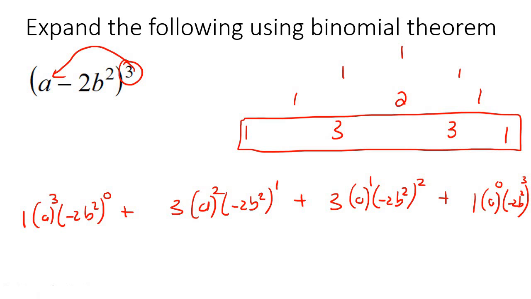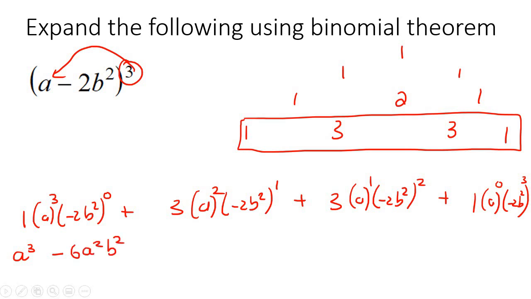Okay, let's go do our thing. So this falls away because anything to the power of 0 is just a 1. So we're just going to end up with a3. And then this part is going to be 3a squared. And this part is just going to be negative 2b2. So that's going to become negative 6a squared b squared.